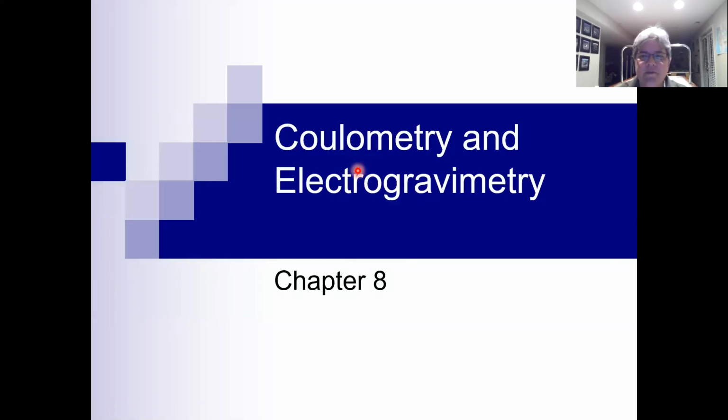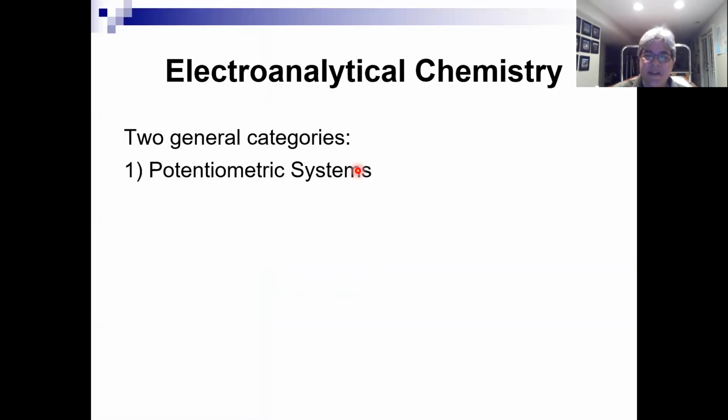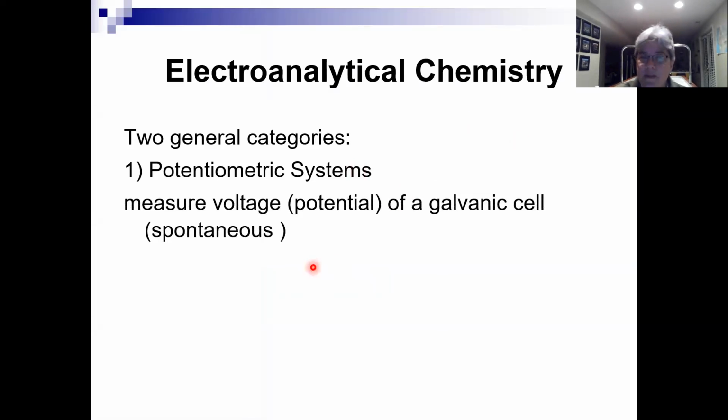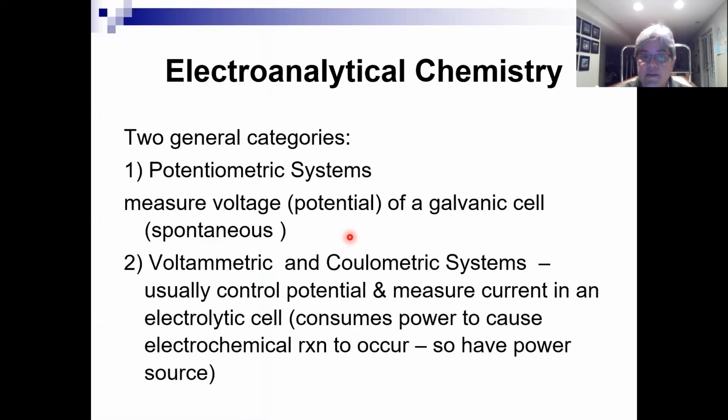Okay, so let's first compare potentiometry with coulometry. Potentiometry that we just looked at, that's where we measure potential of a galvanic cell. Remember, those are spontaneous. And remember, we did this under conditions with no current flow or very, very small amounts of current. And there's no change in the concentration. Now, in contrast, with coulometry, we're usually going to control the potential and measure current, and these are electrolytic cells. So these are not spontaneous, so we need a power supply to make these happen.